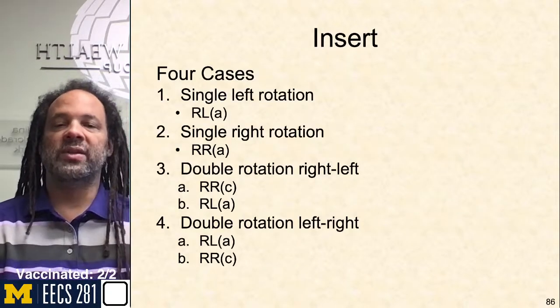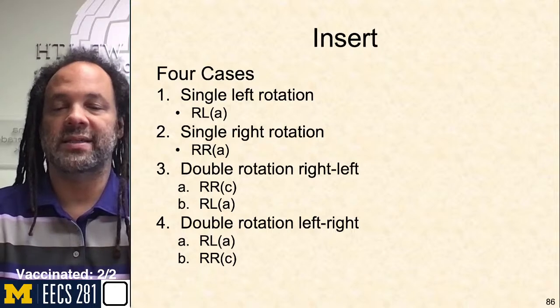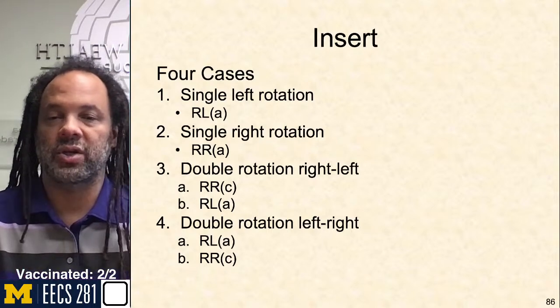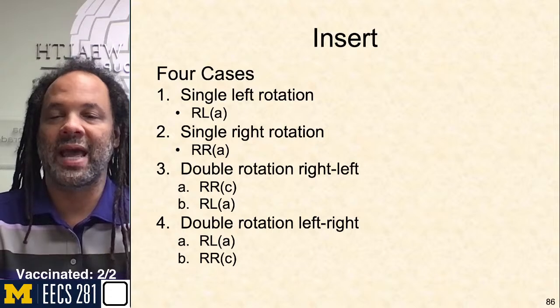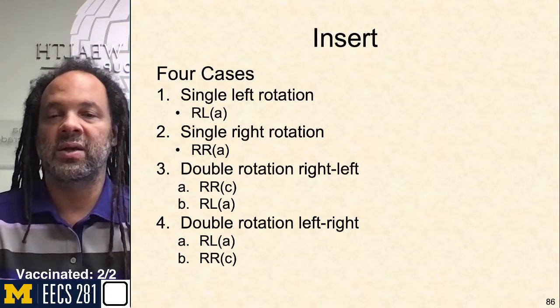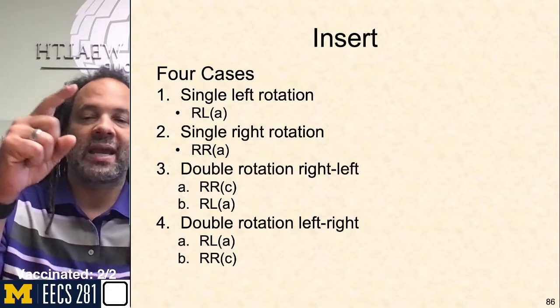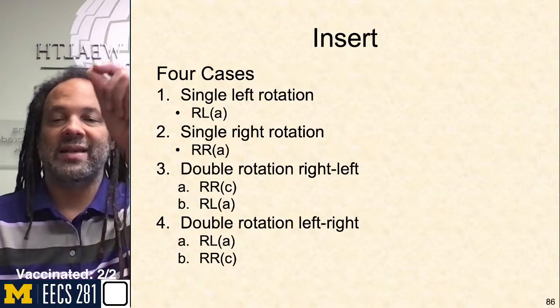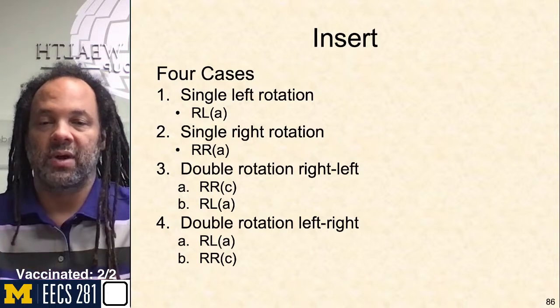So as we do an insert, we end up with these 4 cases. I may have to do a single left rotation. I may have to do a single right rotation. Those are pretty easy. Those are when I have no sign change. A single left rotation is when I've got a -2, -1, 0. A single right rotation is when I've got a +2, +1, 0.